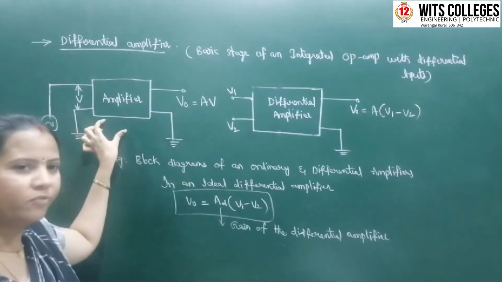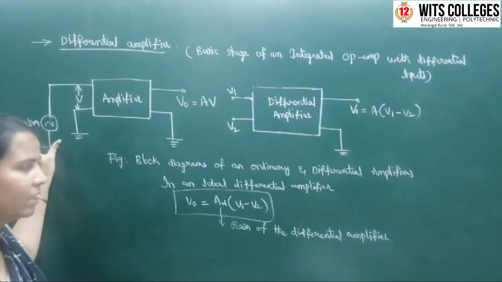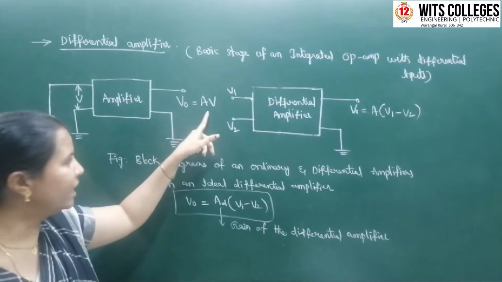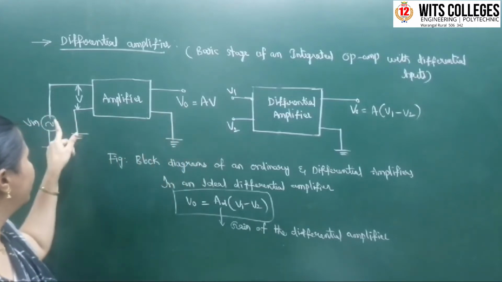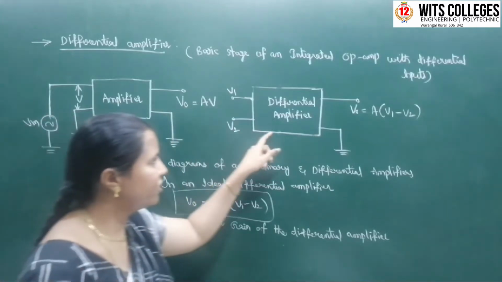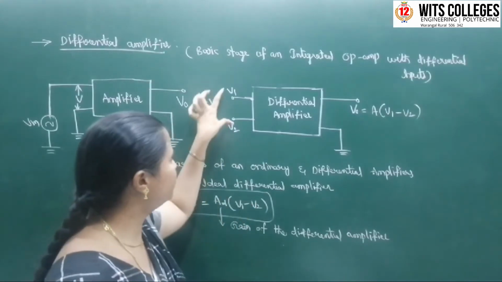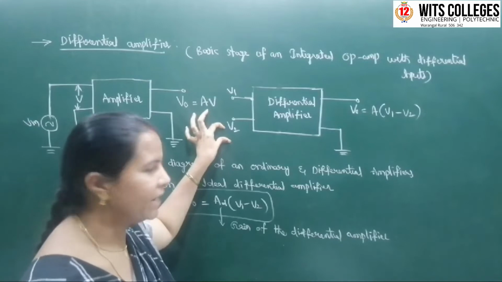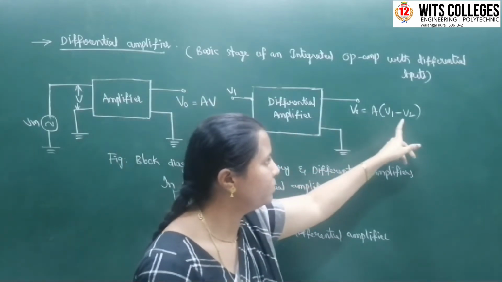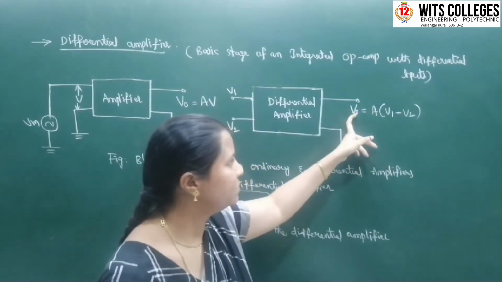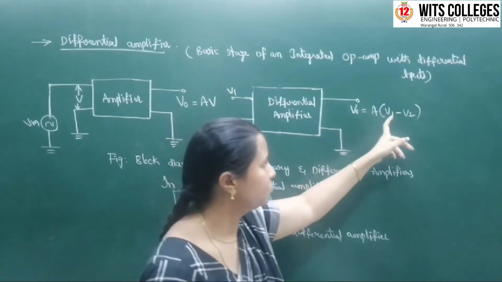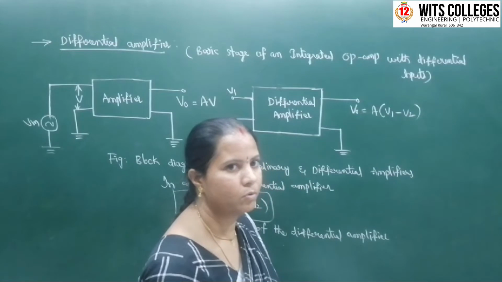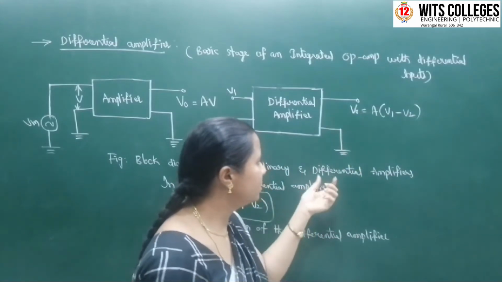In an ordinary amplifier we are giving only one input signal, and the output signal V0 equals the gain times the input signal. But a differential amplifier can accept two input signals, V1 and V2, and amplifies the difference between them. So the output voltage V0 is proportional to the difference between the two input signals V1 and V2. Okay, so this is about the differential amplifier.